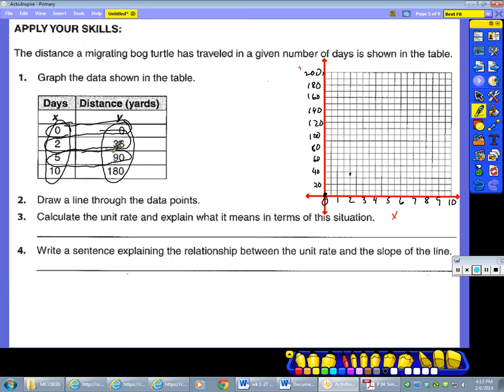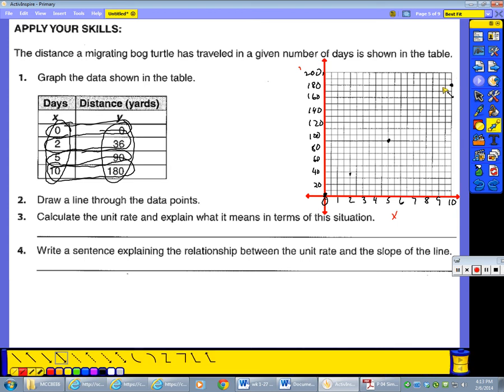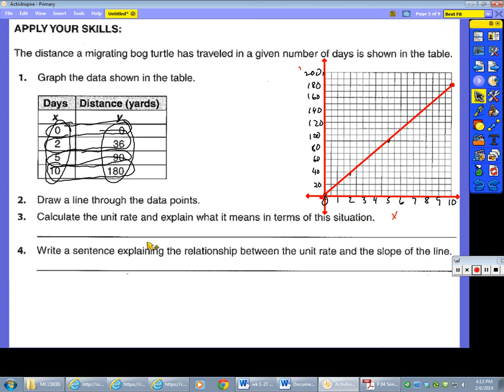5 days and 90. So I'm going to go over to 5 days, and I'm going to go up to 90. That should be this line right here because it's in between 80 and 100. And then the last one is 10 days and 180 yards distance. So 10 days up to 180. And I'm going to connect my points like that. And there we go. I've graphed it. So I drew a line through all the data points, calculate the unit rate, and explain what it means in terms of this situation.